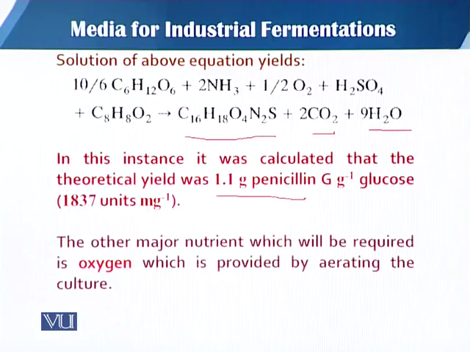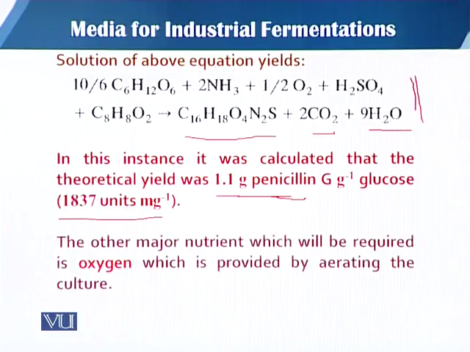So, 1.1 gram of penicillin, in other terms, is 1837 units per milligram. So, 1 milligram of penicillin has 1837 units. So, 1.1 gram of penicillin can be produced by 1 gram of glucose. This is the hypothetical yield of penicillin G.